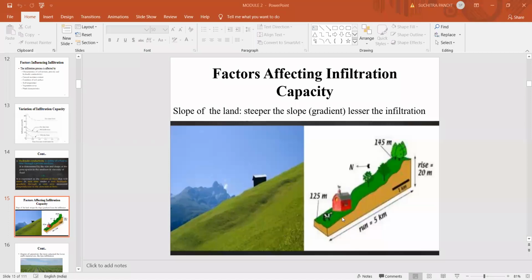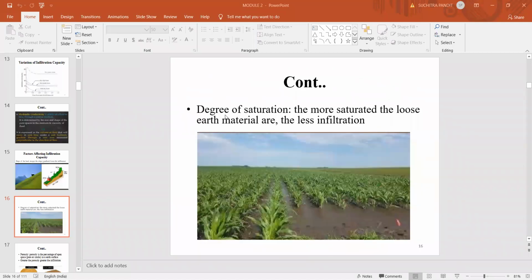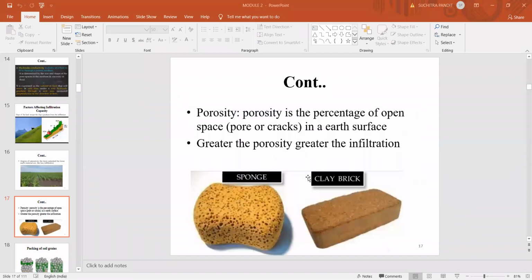So you can see this figure. So now, degree of saturation. The more saturated the loose earth material is, the less infiltration. Here you can see an irrigation plot. It is flooded with water. So hence, the rate of infiltration will be less.